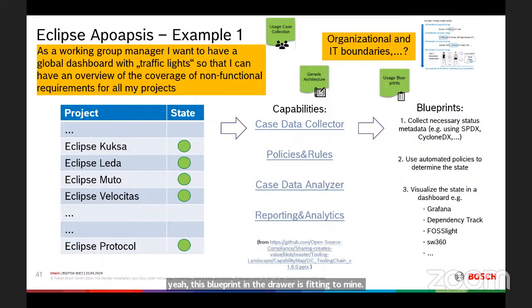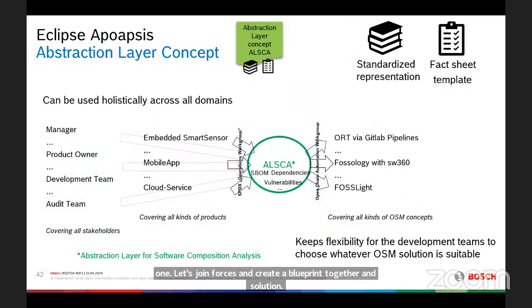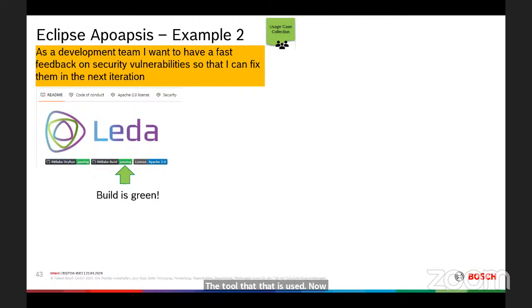Or, as I said earlier, if there's none, at least you might find others that say, hey, I match with your fact sheet, right? We both do not have a solution, but we both want to have one. Let's join forces and create a blueprint together and create a solution together. And this is, again, the idea then of this abstraction layer. So to really bring together stakeholders, then also have this product agnostic, and on the other side, also independent from the tool that is used. Now to example 2.